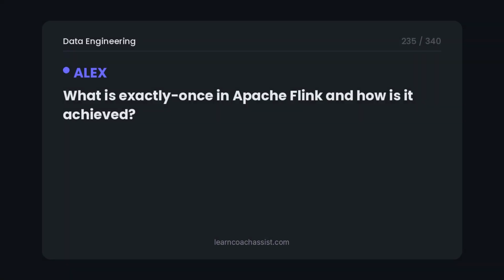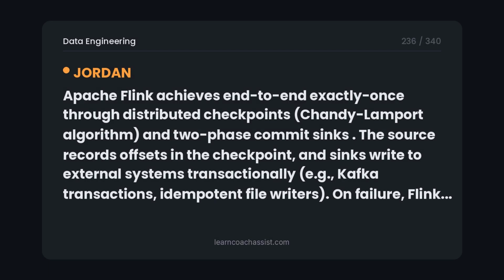What is exactly once in Apache Flink and how is it achieved? Apache Flink achieves end-to-end exactly once through distributed checkpoints, Chandy-Lamport algorithm, and two-phase commit sinks. The source records offsets in the checkpoint and sinks write to external systems transactionally, e.g., Kafka transactions, idempotent file writers. On failure, Flink restores state and offsets, then replays, and output commits exactly once.